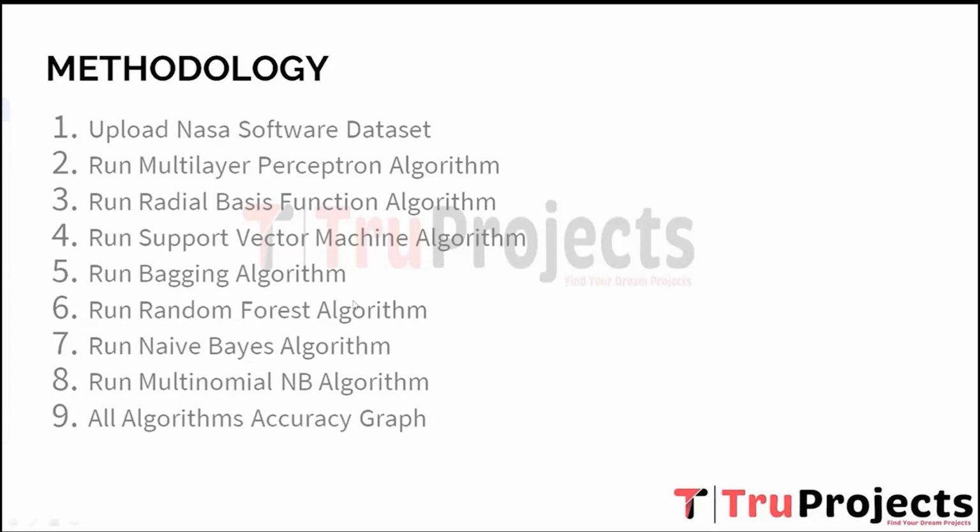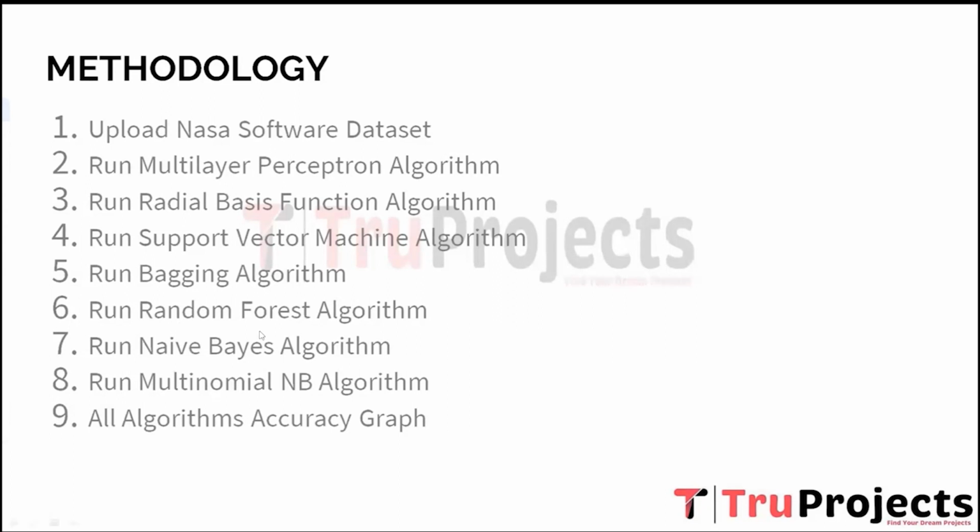Fifth, run the bagging algorithm. Bagging, short for bootstrap aggregating, is an ensemble learning technique that combines multiple models to improve predictive accuracy. By training several models on subsets of the dataset and then aggregating their predictions, bagging reduces the risk of overfitting and enhances generalization.